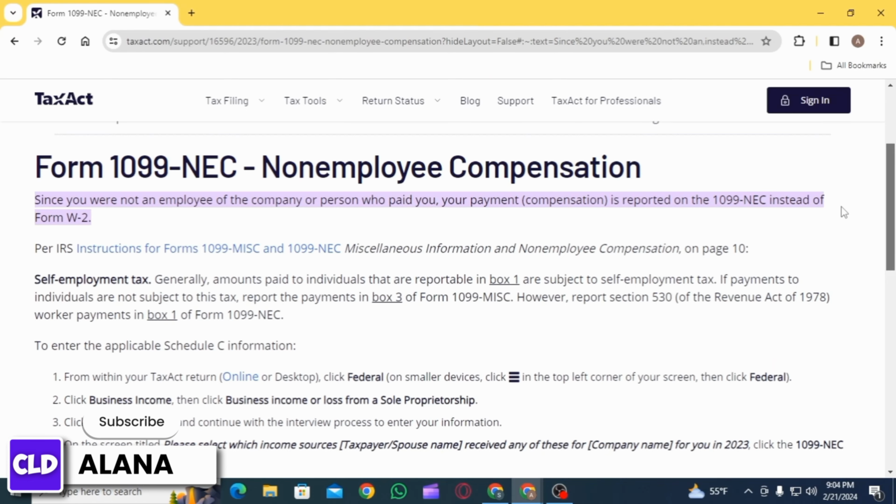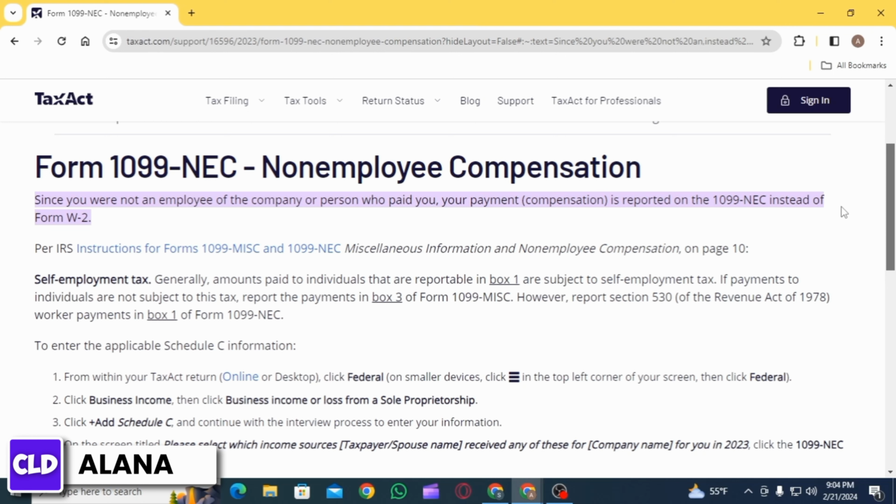Form 1099 NEC is used to report non-employee compensation. This form is issued to independent contractors, freelancers, and other non-employees who have provided services to a business or individual. Since you are not an employee of the company or person who paid you, your payment or compensation is reported on the 1099 NEC instead of the Form W-2.